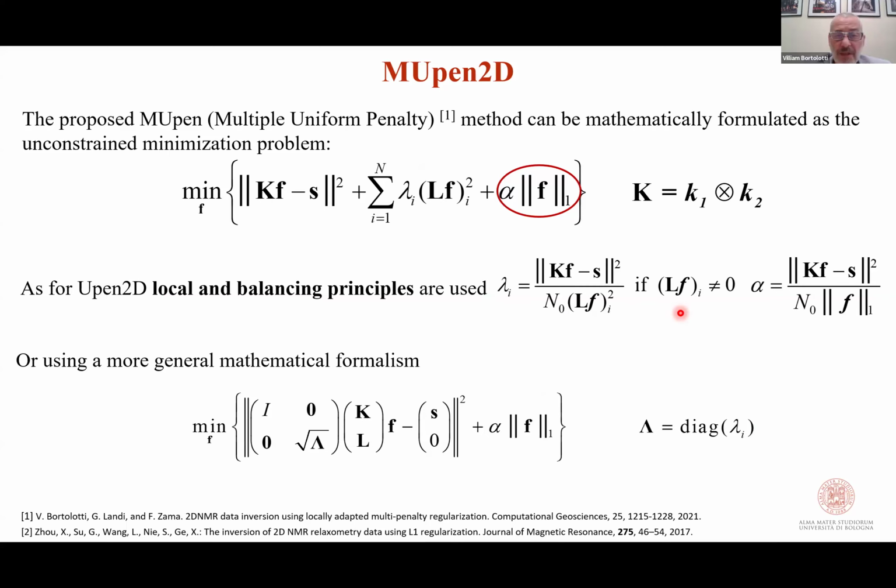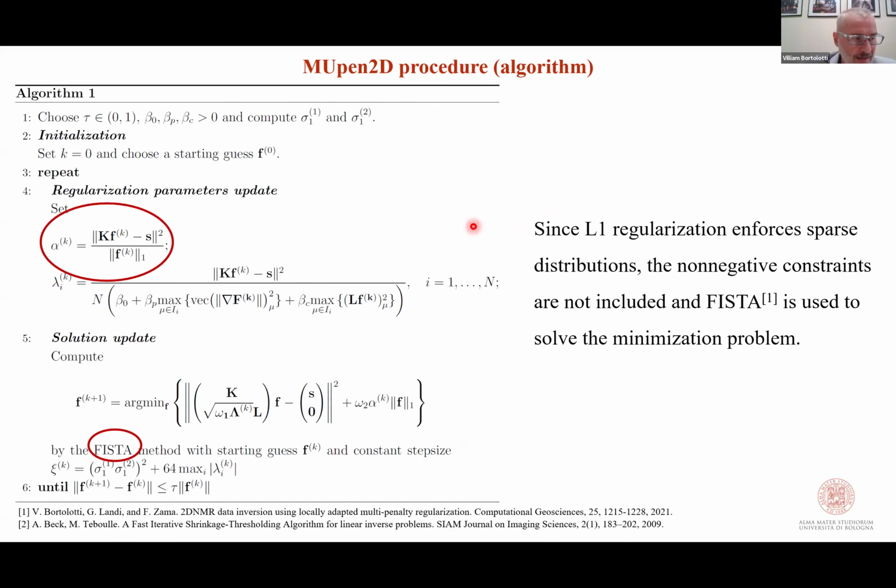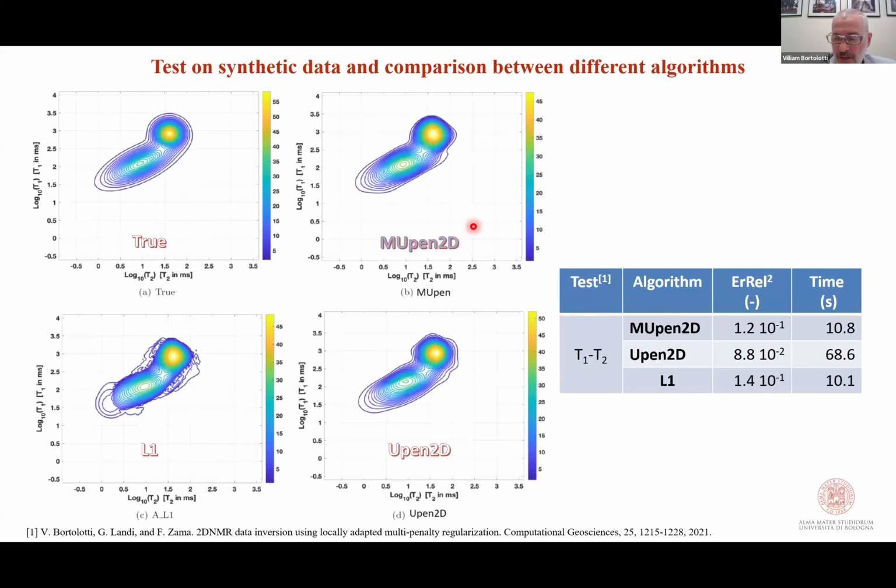We extended it more, also adding another regularization term, because in 2D the problem is isolated peaks: translating from Open 1D, this term has some problem identifying isolated peaks. So we also added a term using the amplitude, with another, not local but global, regularization parameter. We call this MUPEN, multiple uniform penalty. The algorithm inside is also explained by Fabiana.